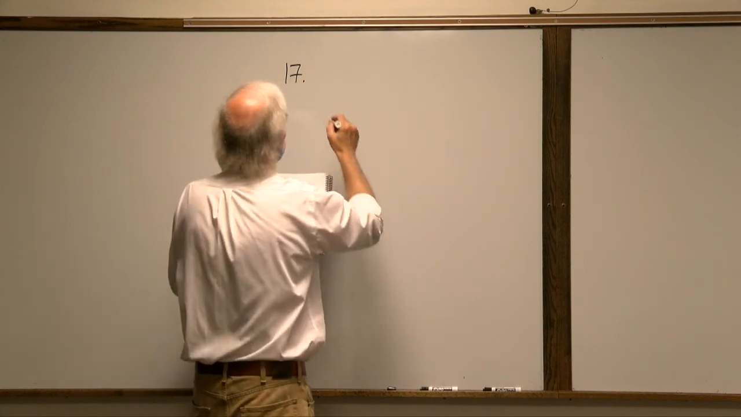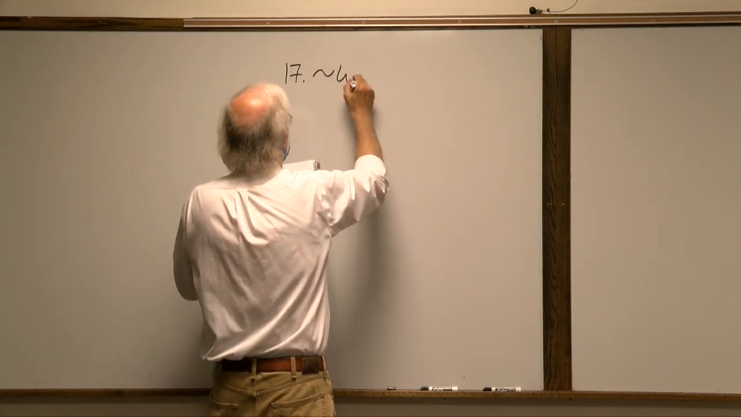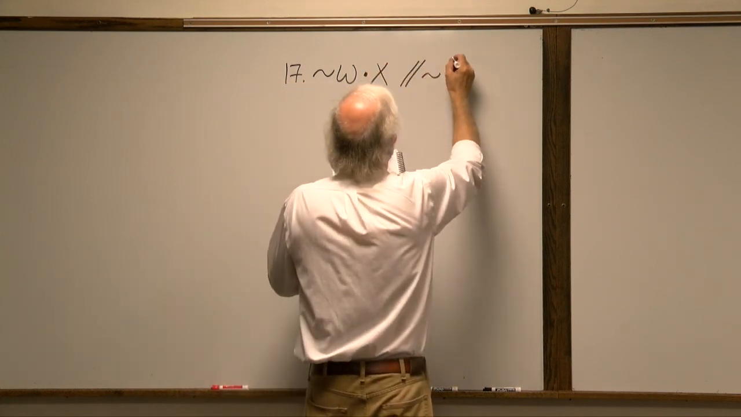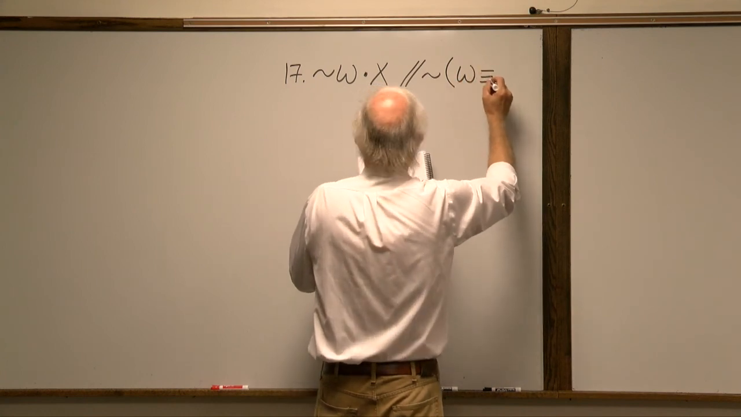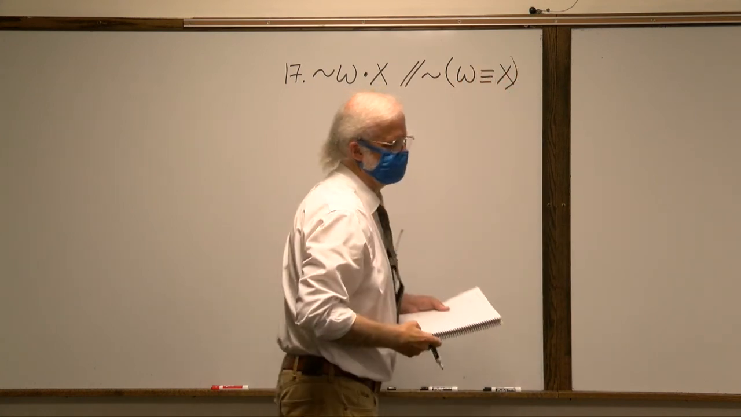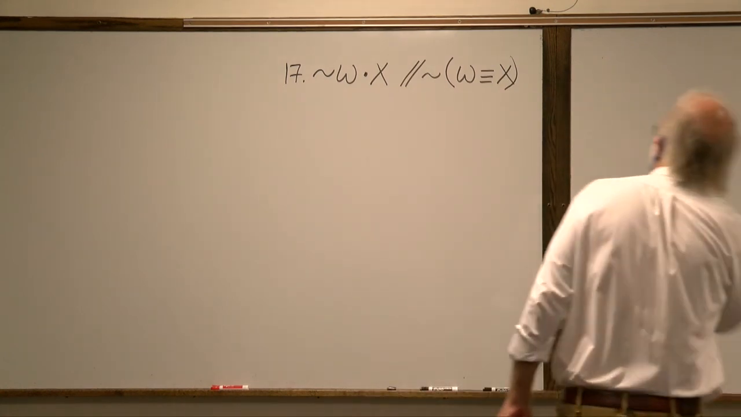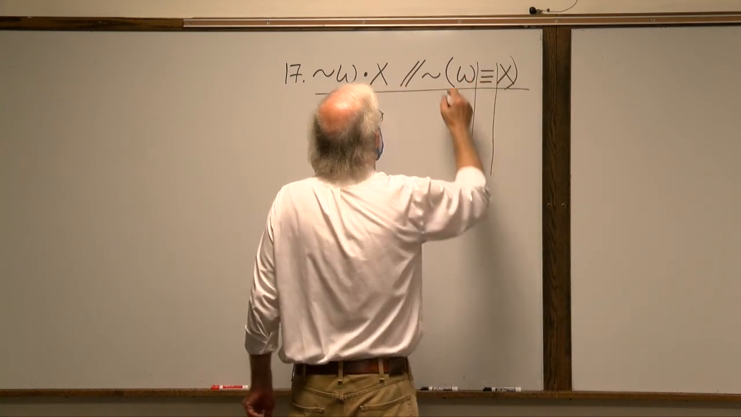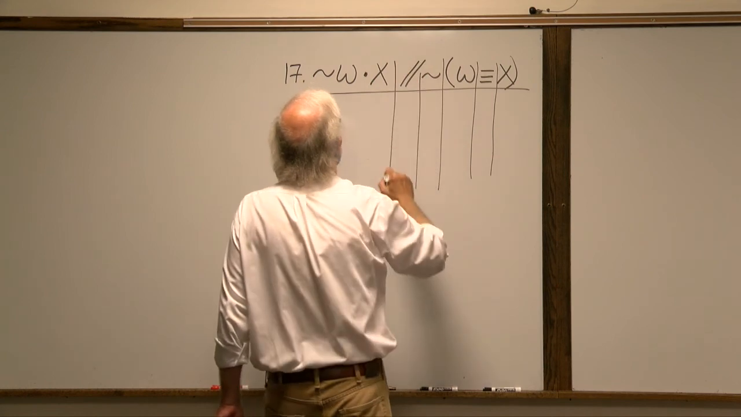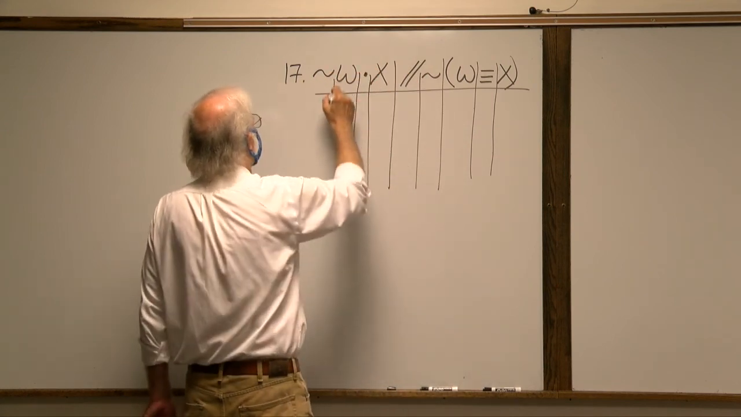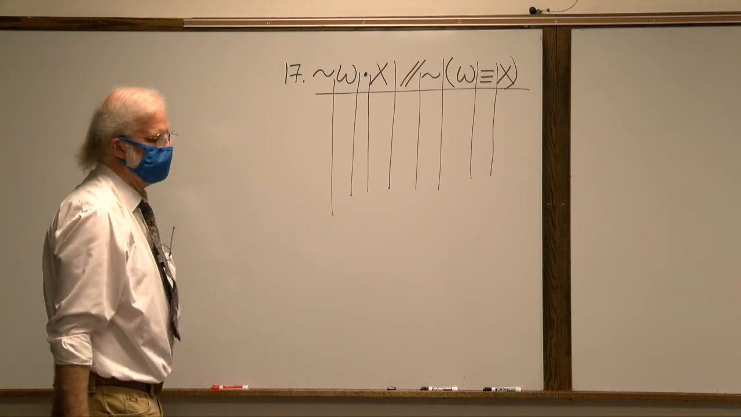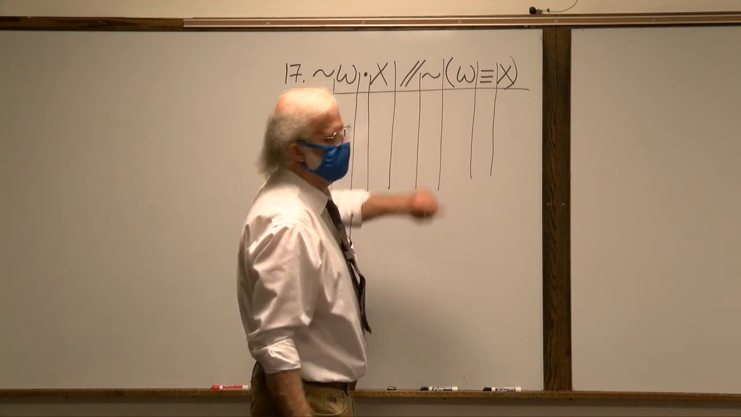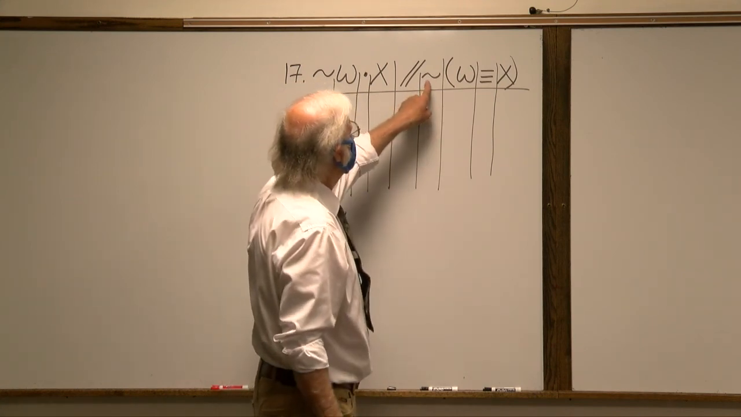Let's look at 17. There's only one premise, both not W and X. The conclusion is it's not the case that W if and only if X. We're going to take the argument here, create columns like you're surely used to by now. Here we have to ask, now how many rows do I need? We can't tell that right away by the tilde, but we know that the tilde needs to be false.